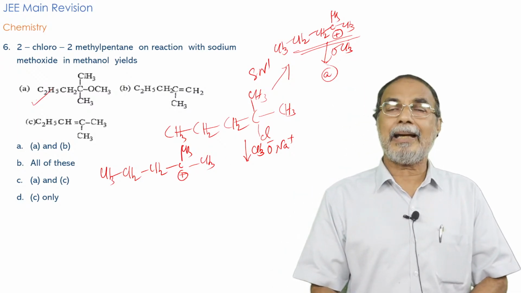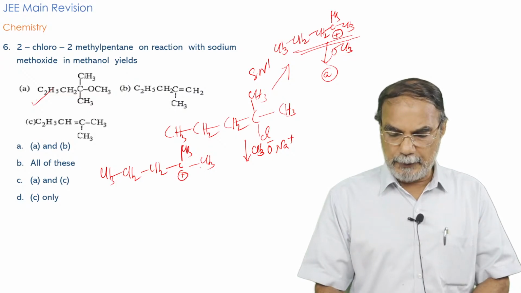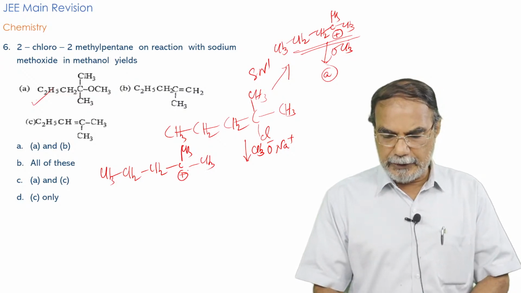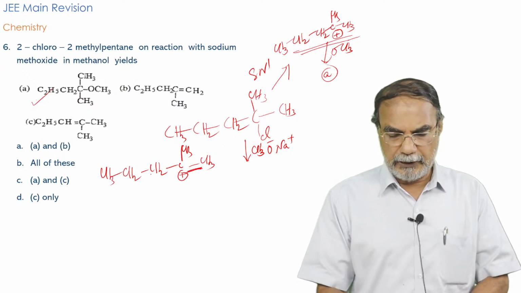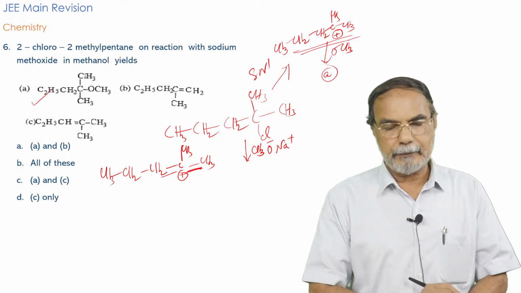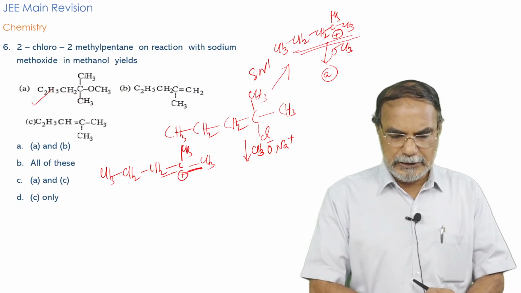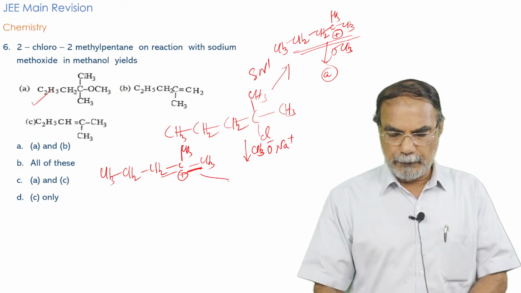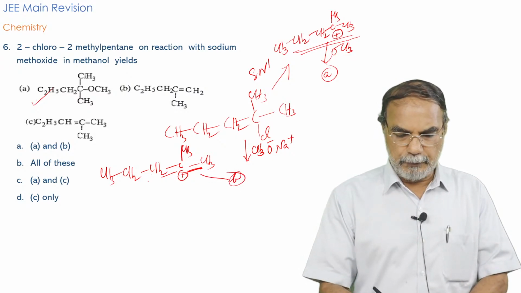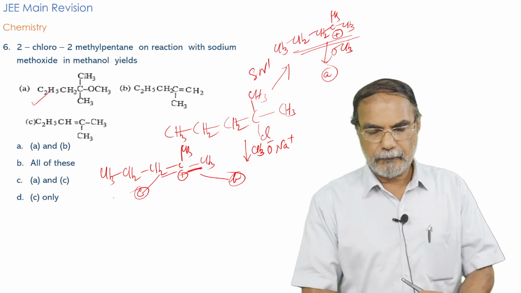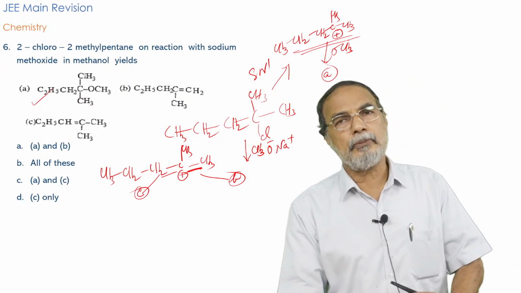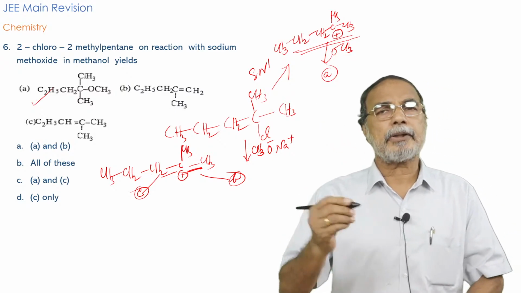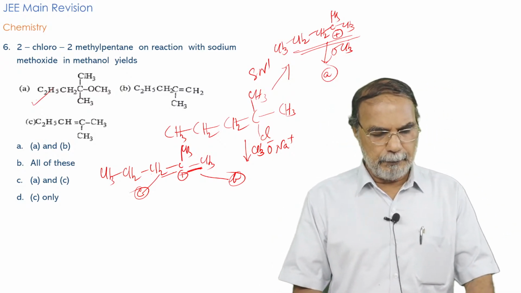From where can it expel a proton? It can expel a proton either from here, generating a double bond here, or it can emit a proton from here, generating a double bond here. So there is the possibility of product B. This is the product B, and there is the possibility of the product C. And suppose the question were about the major product of the reaction, it would have been the product C.